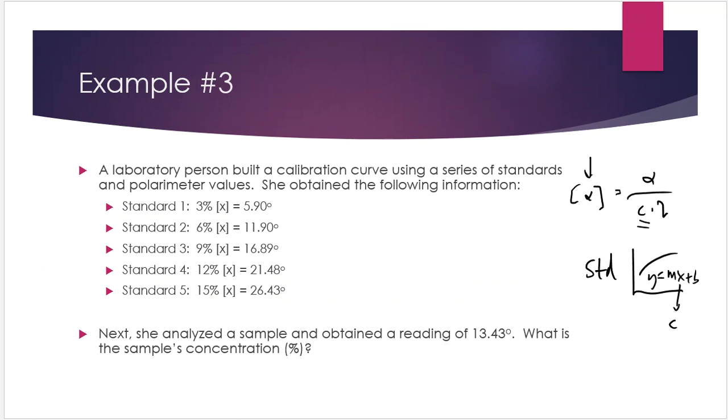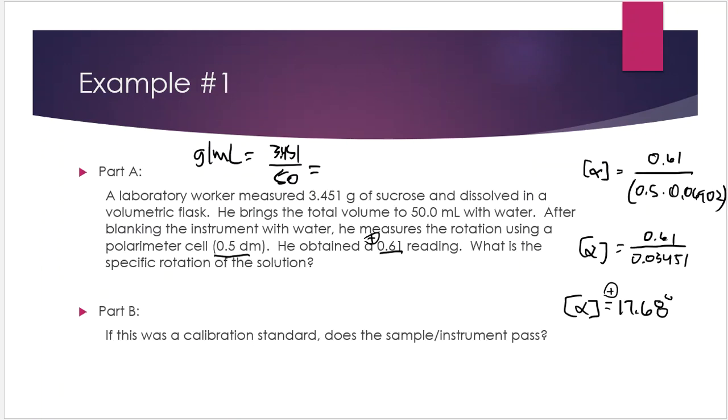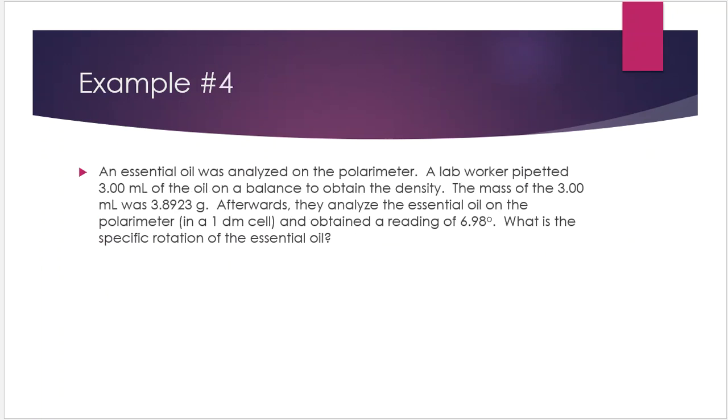So in the next video, we'll go back to example 1. We'll talk about part B. But we've got one more example, and it says an essential oil was analyzed on the polarimeter. The lab worker pipetted 3 mils of the oil on a balance to get the density. The mass of the 3 mils was 3.8923. Afterwards, they analyzed it on a polarimeter, and they obtained a reading of 6.98. What is the specific rotation of the essential oil?